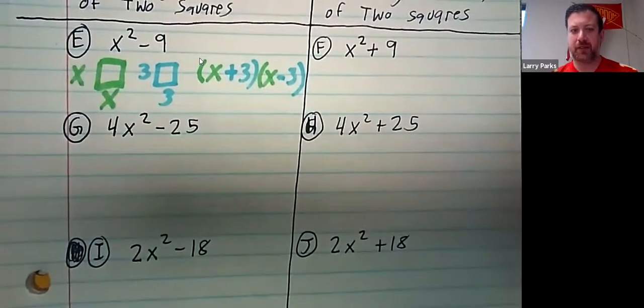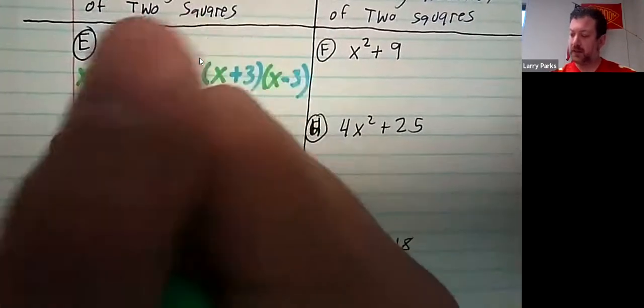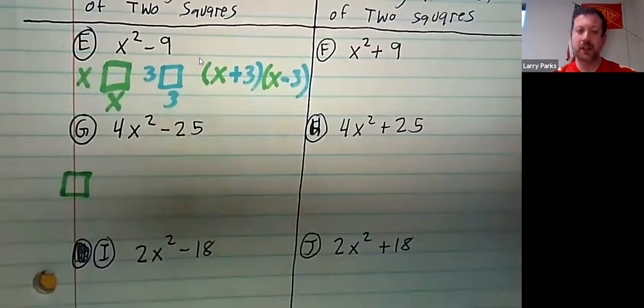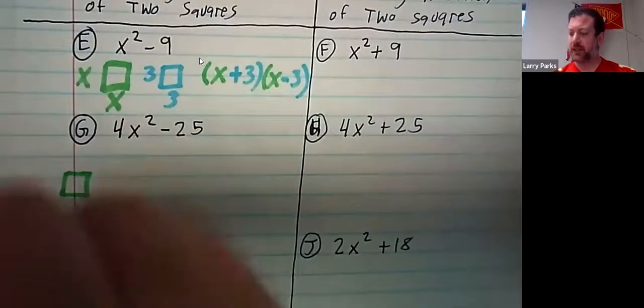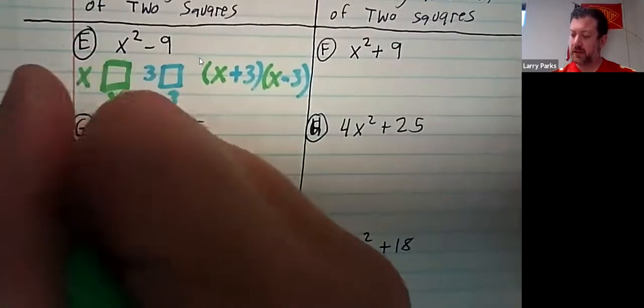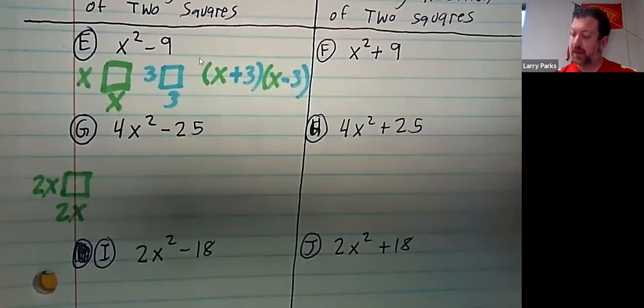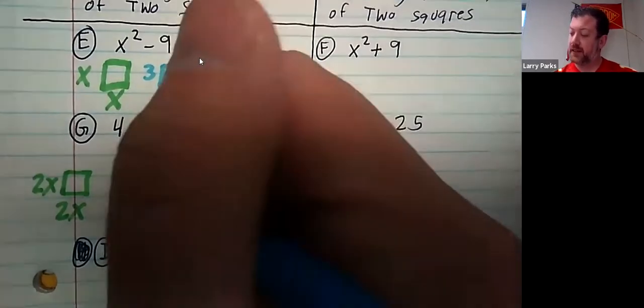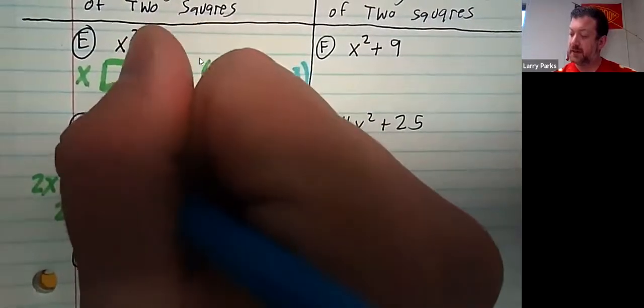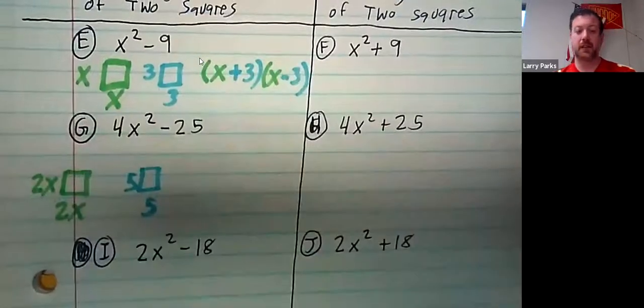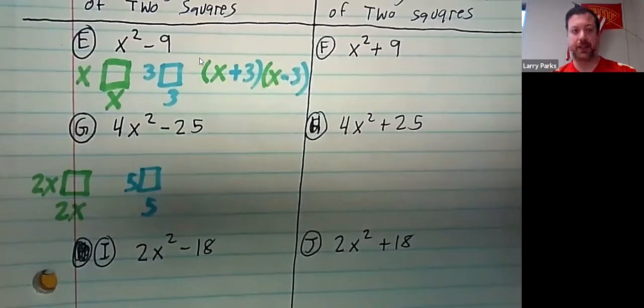4x squared minus 25. If you think of that as a perfect square, 4x squared would be 2x and 2x. 25 would be 5 and 5. And then you just put that together: 2x plus 5, 2x minus 5.